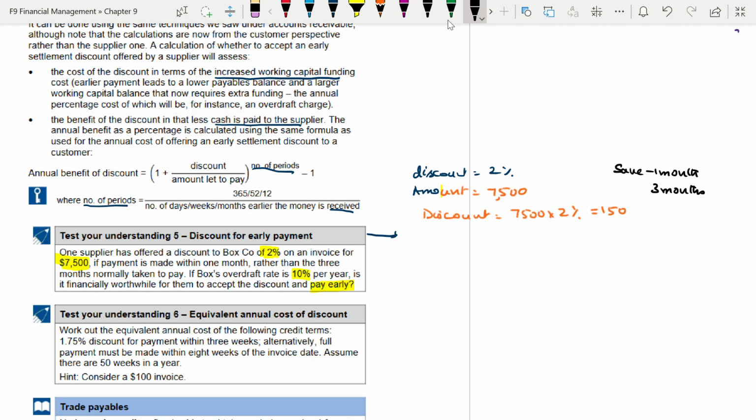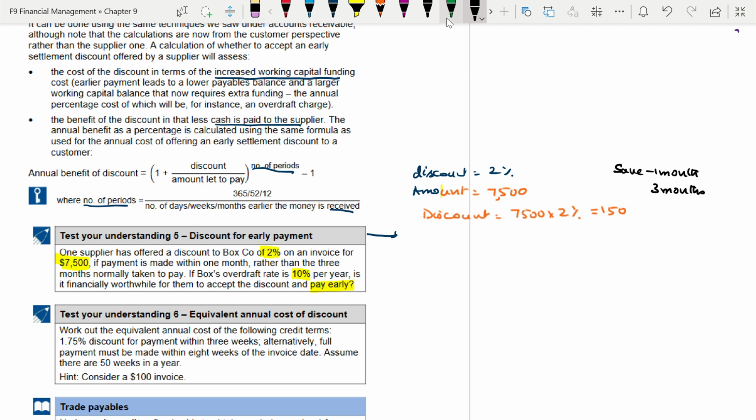Discount is how much? 150. Okay, discount is 150. Is it right? How does it come to how much? Discount is going to be 150. Fine.